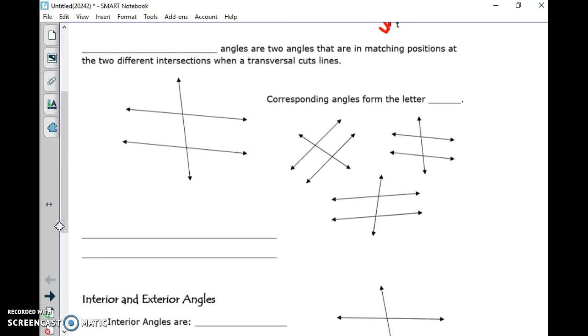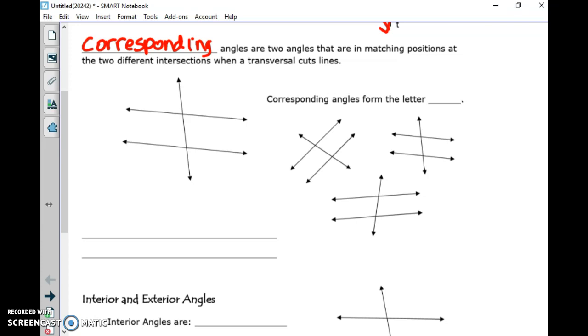Here is our first angle relationship. It is corresponding angles. So go ahead and fill that in. Corresponding angles are two angles that are in matching positions at the two different intersections when a transversal cuts lines. Okay, so here's an example.